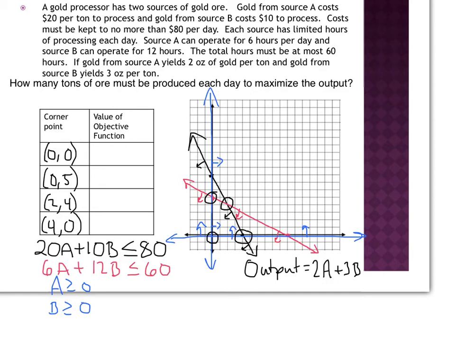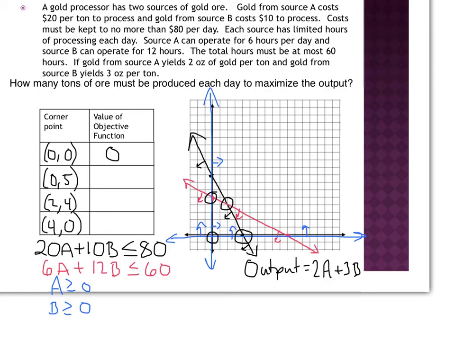Now, how do I figure out how I'm going to get the maximum output? Well, I could use my objective function here by plugging in these corner points and then writing down my values for the objective function. If I plug in 0, 0, I'm going to get 0. If I don't do any work, I'm not going to get any money. That's economics 101, I think.